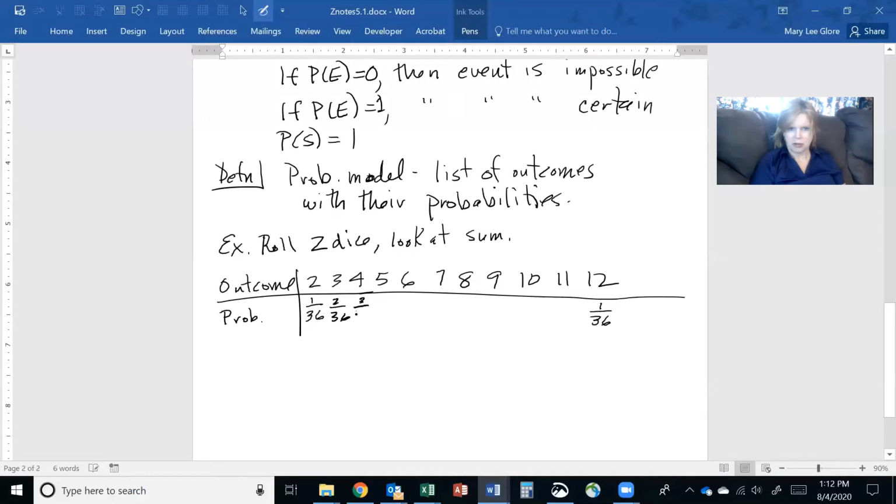And this one is 3 over 36. And this one is 4, 5. This one's 6 over 36. And then it starts going back down again. These are all over 36. The 7, which is the most likely, there's 6 ways to get a 7. The first die can be either a 1, 2, 3, 4, 5, 6, and then the second one can be 6, 5, 4, 3, 2, 1.